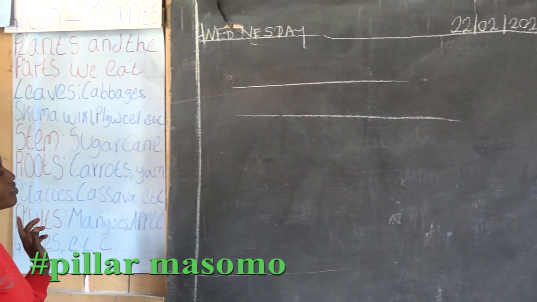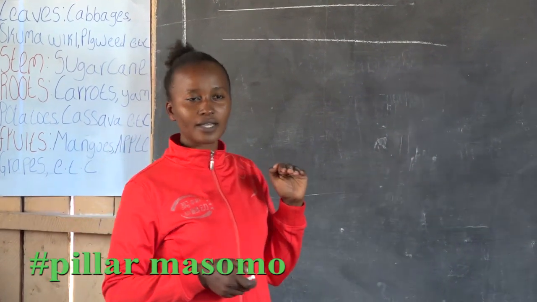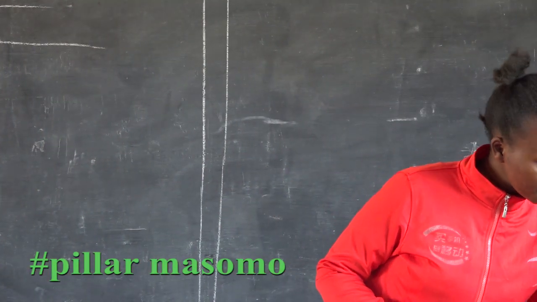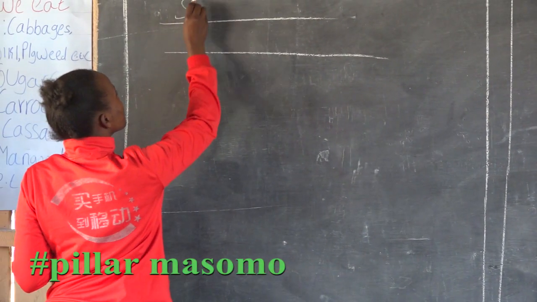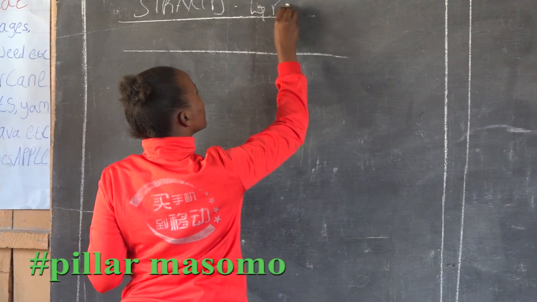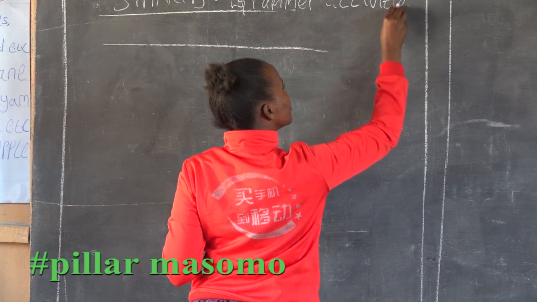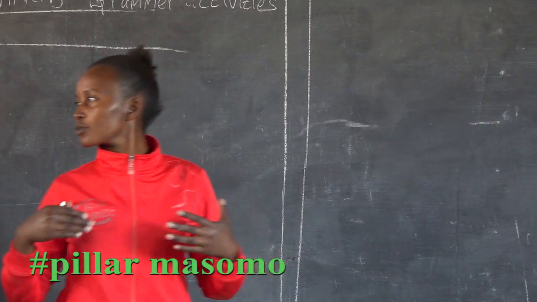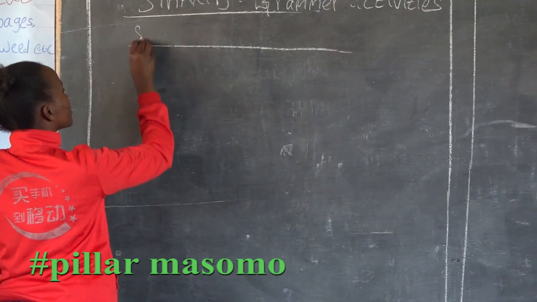Welcome. Today is day 22 on Wednesday. I want us to learn English. I want us to learn what? English. And our chant today, we are going to cover grammar activities. That is our chant. And our sub-strand today is about parts of speech. And we have regular. I want us to learn about nouns. Okay? That is our sub-strand.